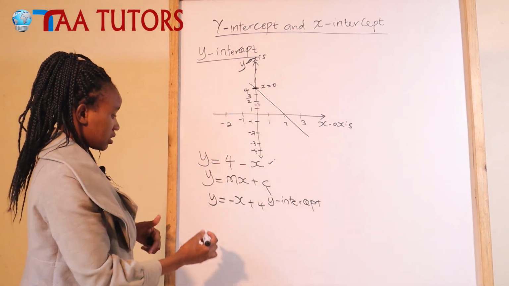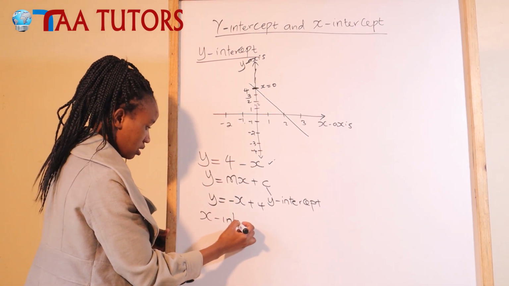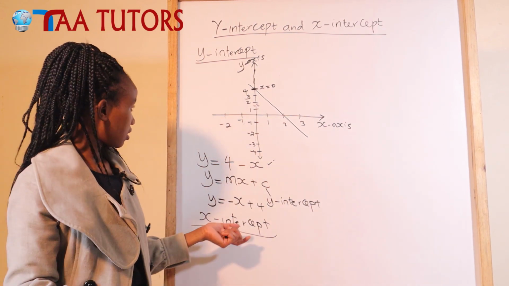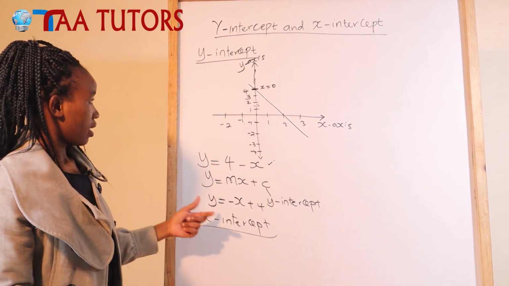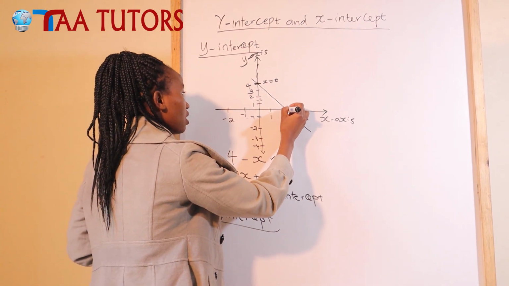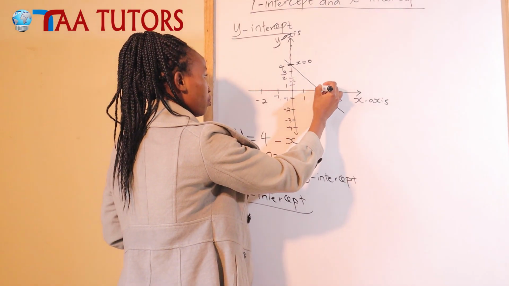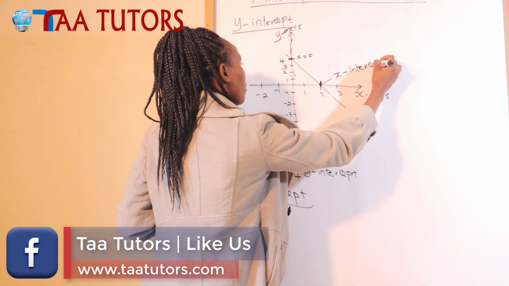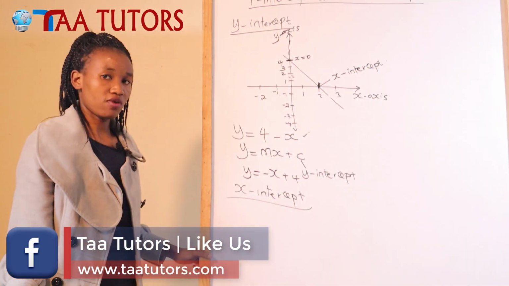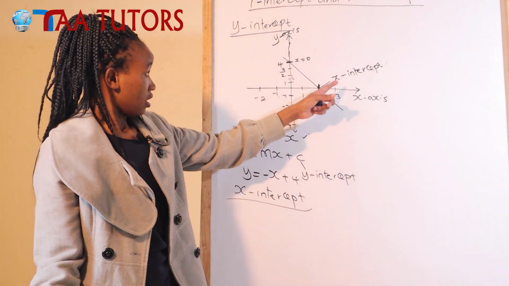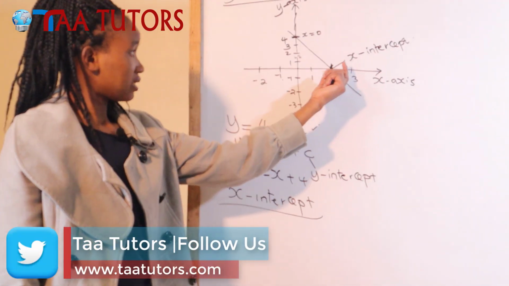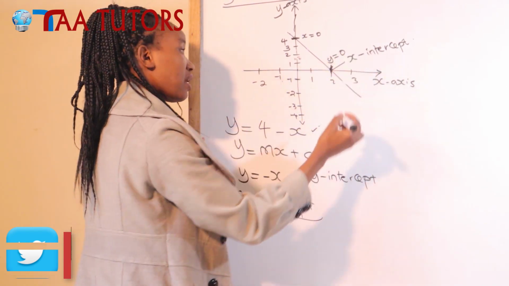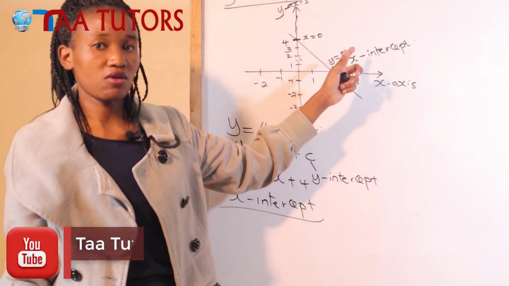Now let us look at the x-intercept. What is the x-intercept? The x-intercept is where the line cuts the x-axis. So this point here is the x-intercept. We can also find the x-intercept from the equation of a line. What you should know about the x-intercept is that at this point, the value of y is equal to 0. At the x-intercept, the value of y is 0.